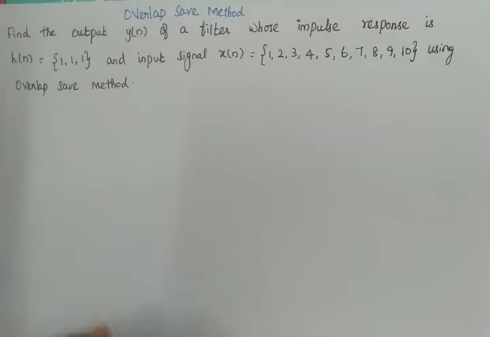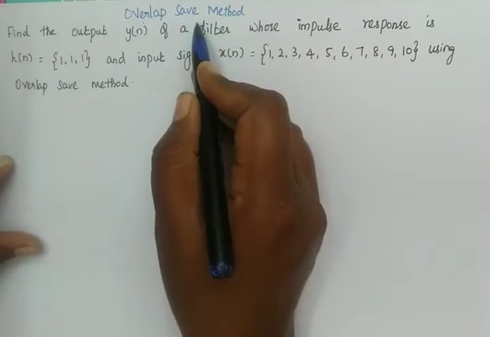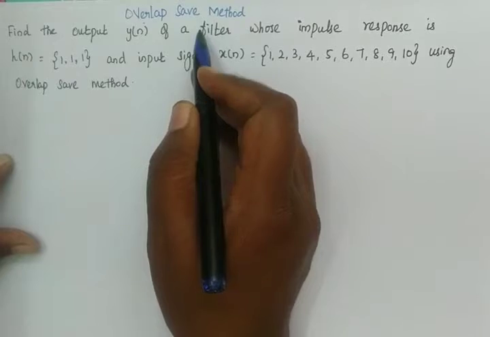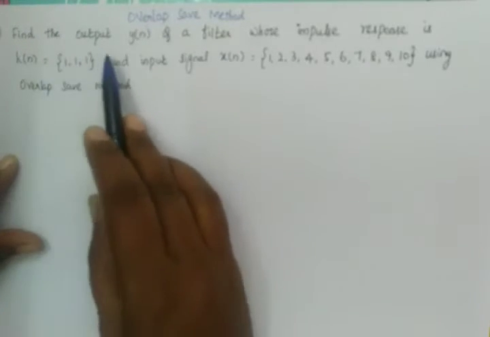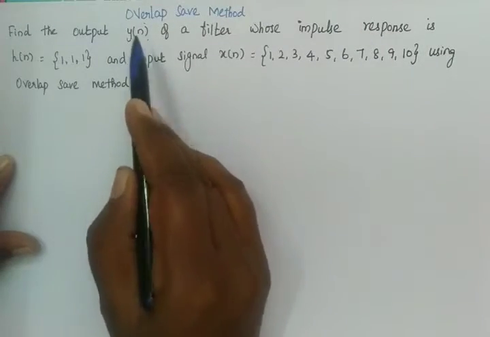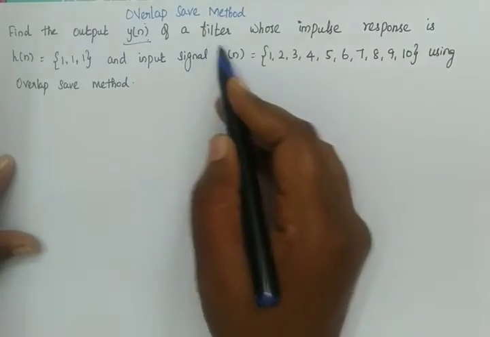Good morning. Today we'll see about the overlap save method. In the previous class we have seen the overlap add method. Here this is the question: find the output y of n of a filter whose impulse response is h of n.